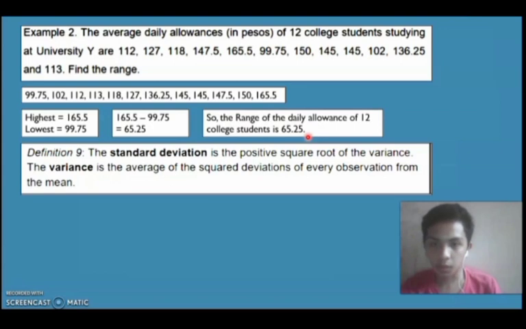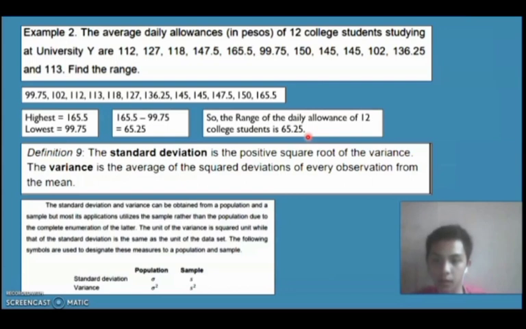Second, the standard deviation. Standard deviation is the positive square root of the variance. The variance is the average squared deviation of every observation from the mean. This is the symbol of standard deviation for the population, and for the sample, this is the symbol. For the variance, the symbol for the population is here, and here is for the sample.